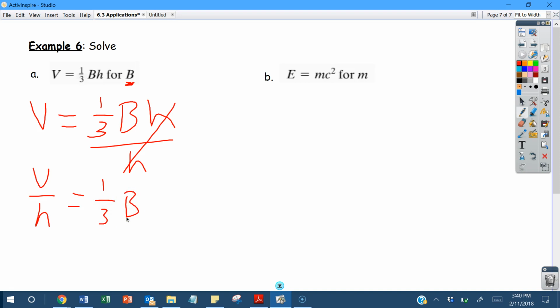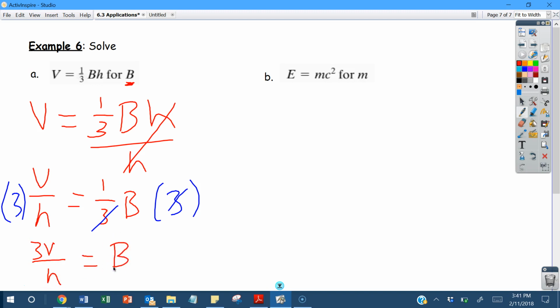So that's one thing I can do to move things over. And then if I want to get that 1/3 to go away, I can multiply both sides of the equation by 3, and the 3 cancels out with the 3 in the denominator, and I end up with 3V divided by H is equal to B. So all I did was use the addition and the multiplication properties to move things over properly so that B was by itself. Now if I have a volume of something and the height of it, then I can solve for the base if I wanted to. It's not going to be very hard.